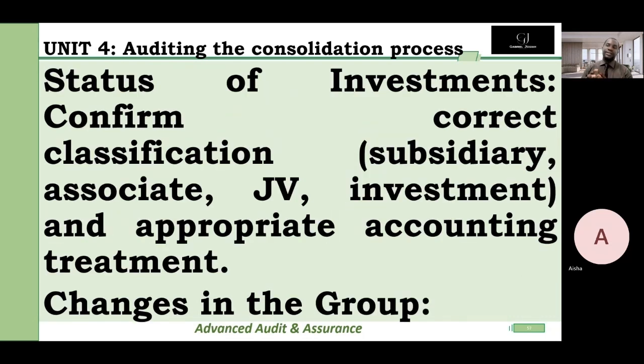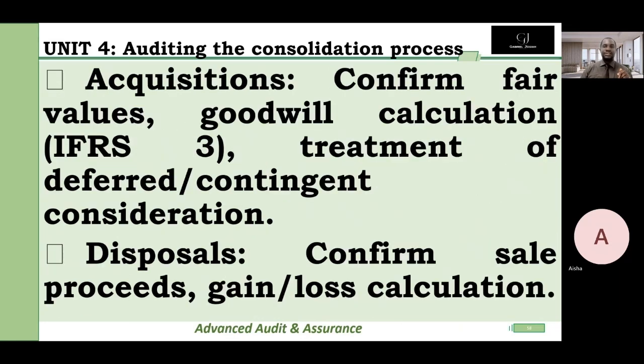Number two, status of investments in those subsidiaries. What are their influences? What is the significant influence or control? We need to understand the status. Classification of subsidiaries, that's where you have control. Associates, you have significant influence. Joint ventures, joint control. Investments, and appropriate accounting treatment for these statuses. So the group auditor needs to understand these intricacies.